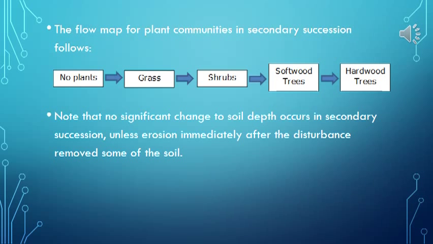The flow map for plant communities in secondary succession follows. No plants in existing soil is replaced with grass and annuals, then shrubs, and finally softwood trees and hardwood trees as the climax community. Note that no significant change to soil depth occurs in secondary succession unless erosion immediately after the disturbance removes some of the soil.